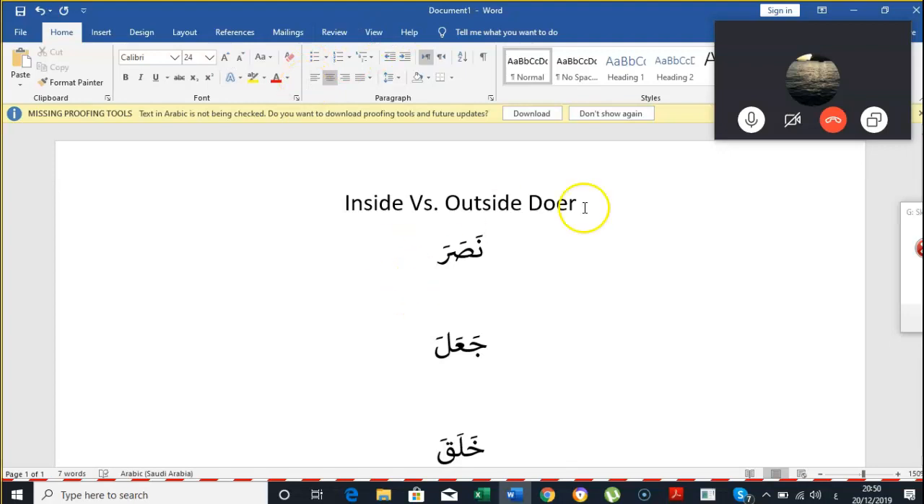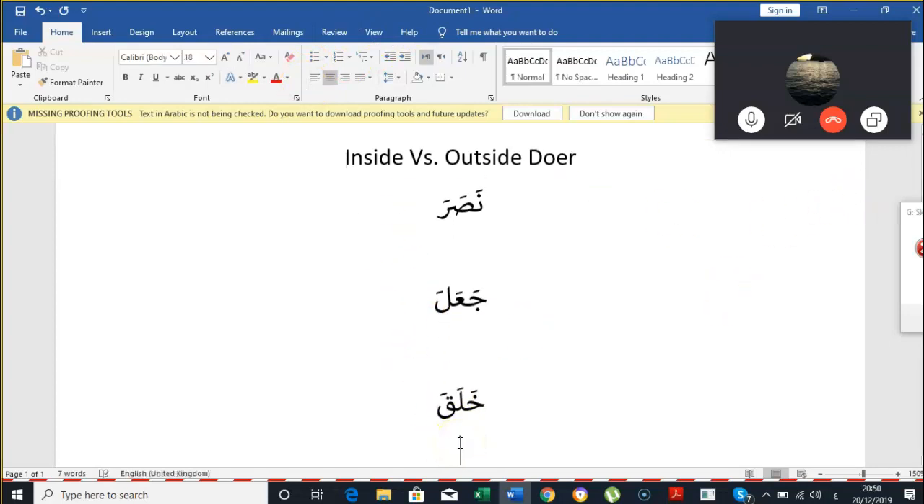Okay, 3 words here. You have nasara, ja'ala, khalaqa. What's the pronoun in each of these? Not I. Nasara, first one then. Huwa. Yeah? Nasara means he helped. Ja'ala, he made. Khalaqa, he created.